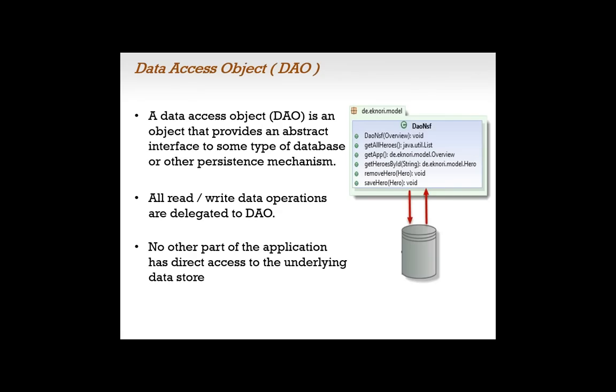There's also a so-called data access object that I use in my application. A data access object is an object that provides an abstract interface to some type of database or other data store, and all the read and write operations that occur in the database itself are delegated to this data access object. So at no point during the runtime do other parts of the application have direct access to the underlying data store.